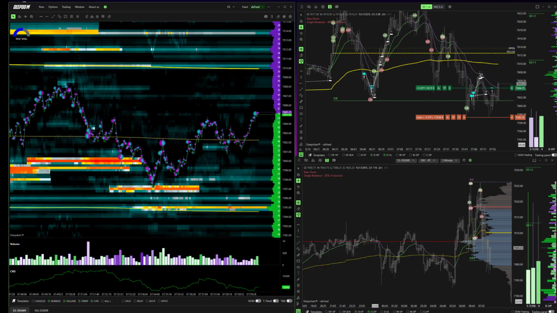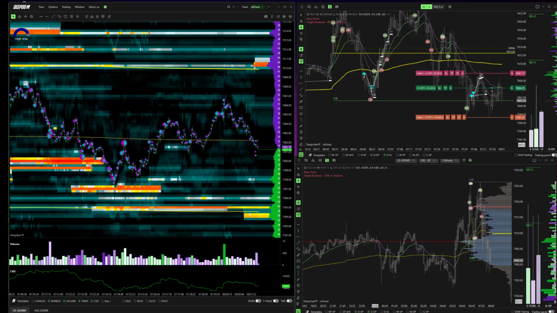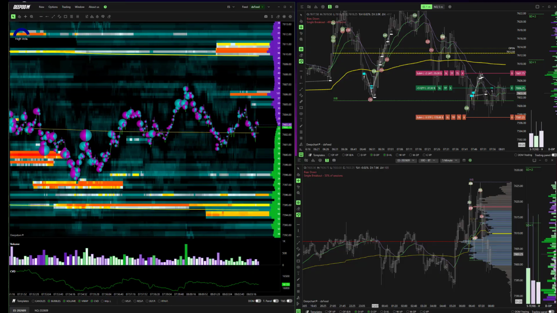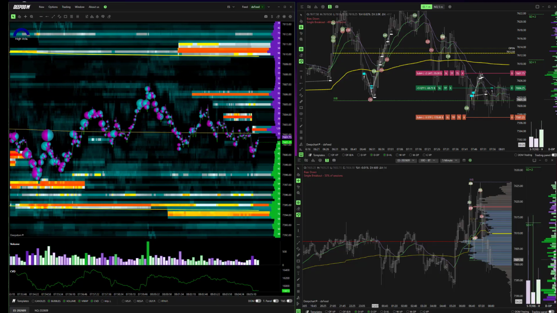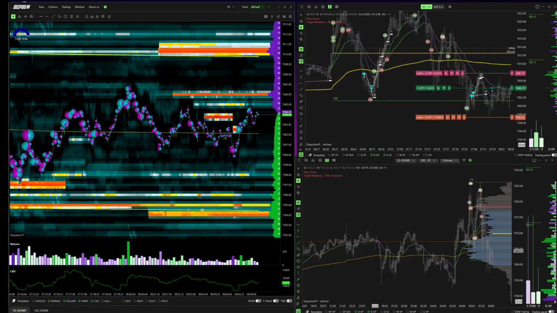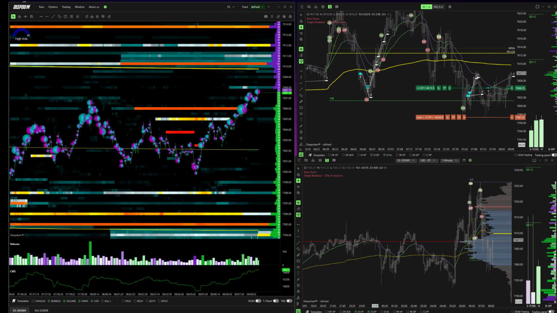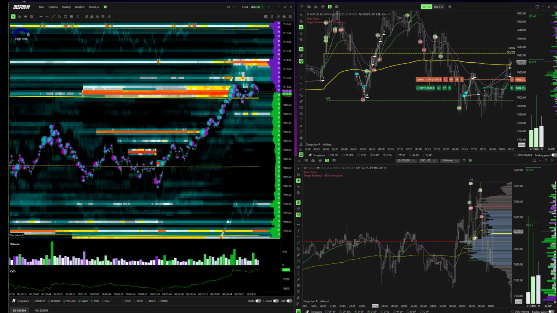What have I learned from this? Failed auctions can produce some of the stronger reversals of the day, especially if you combine it with the time of the day. Instead of trying to predict the bottoms, I wait for buyers to prove that they're taking control. That simple rule saved me from countless unnecessary losing trades.